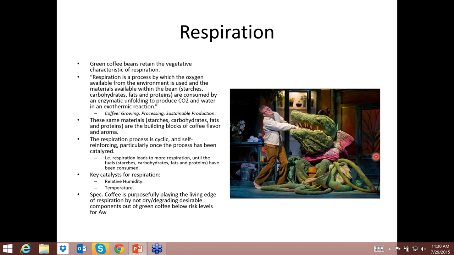As you can see here, green coffee beans retain the vegetative characteristic of respiration. What's interesting about this and important for us in specialty coffee versus commodity coffee is that we are purposefully playing with fire. If we wanted to, we could take our coffee beans and dry the heck out of them. Use water activity to say, as long as we stay above this value, the lipids are going to be fine. As long as we're below this value and quite low, we're not going to see any trouble with enzymatic activity. We're not going to see any trouble with really anything.